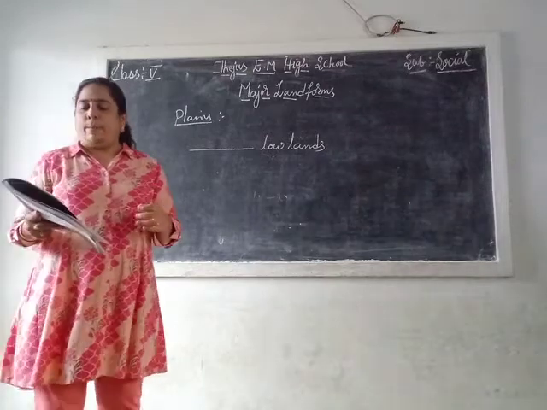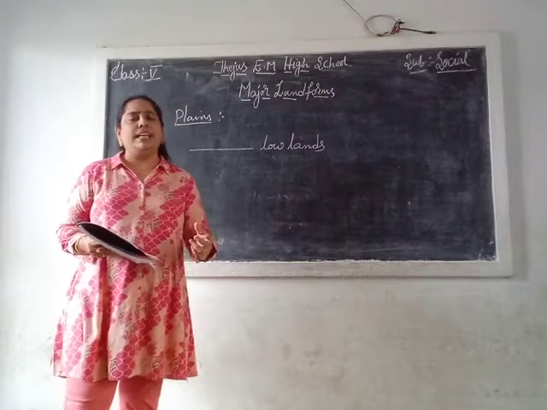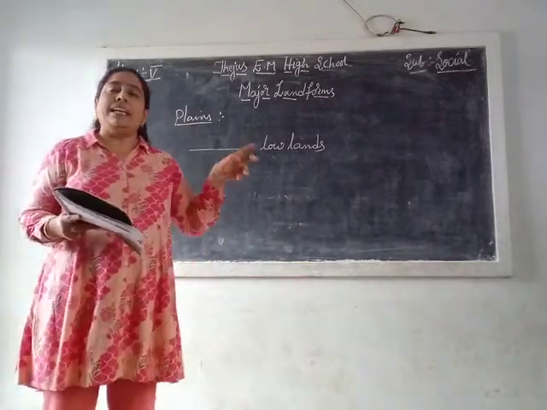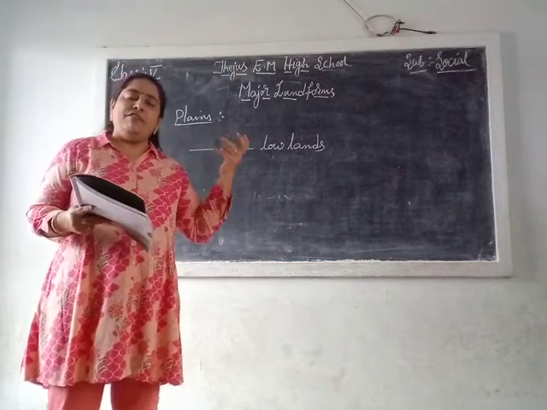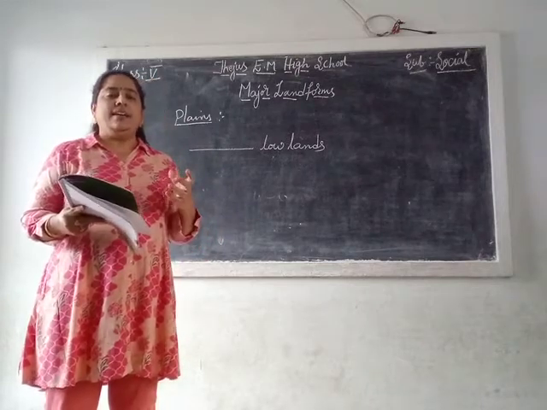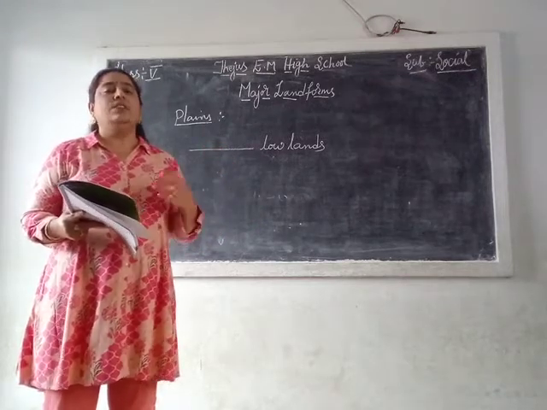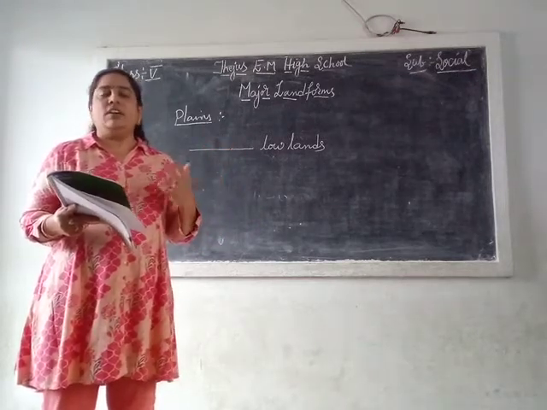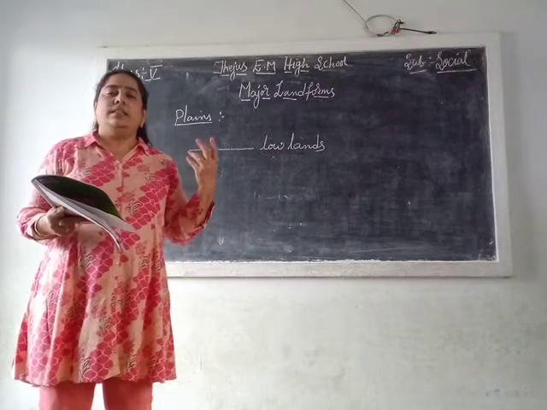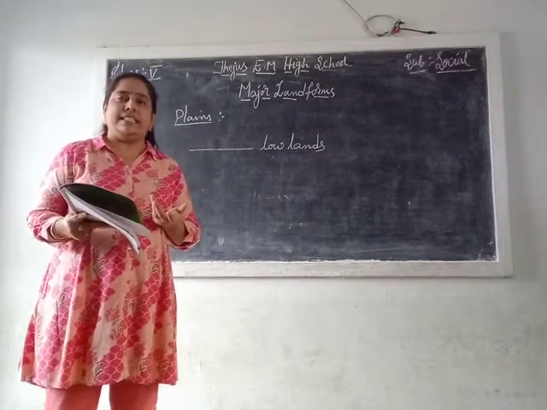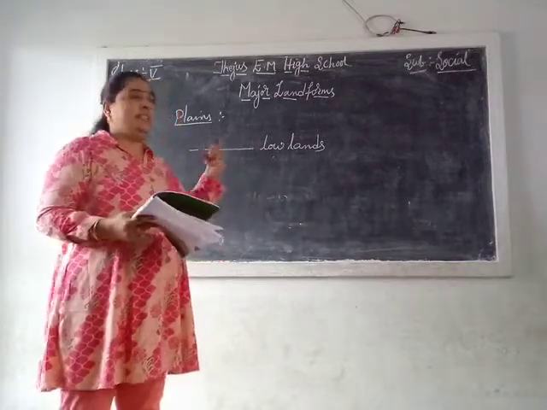Plains are more thickly populated than mountains and plateaus. Why are they thickly populated? Many people can live here because they can cultivate vegetation, they have more water, vegetation grows well, and they have more facilities to live. They cannot live on plateaus, hilly areas or mountains because there are no irrigation facilities. So they live in plains.